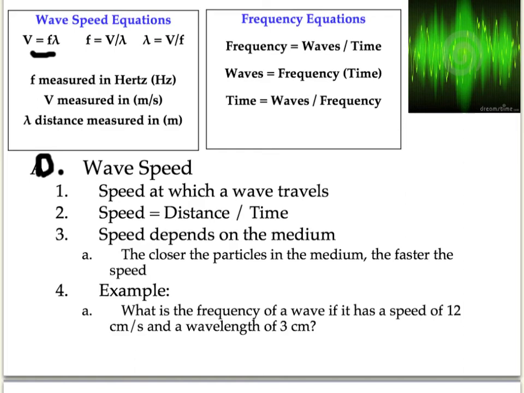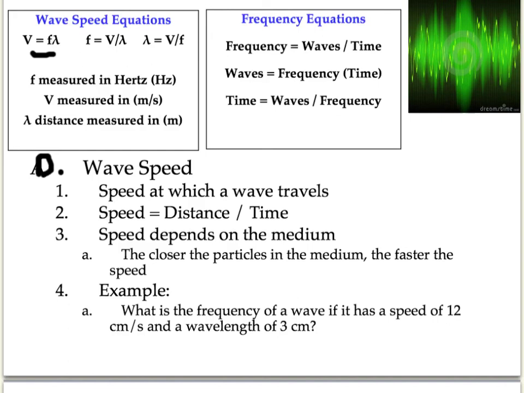So talking about the waves like we did in section 1, remember that speed is going to depend on the medium. The closer the particles are in the medium, actually the faster something tends to move through it. And that's because there's not a lot of space for it to kind of bounce around. So although it might seem a little odd to think about, when the particles are closer together, the waves and the energy actually tend to move through it more quickly.